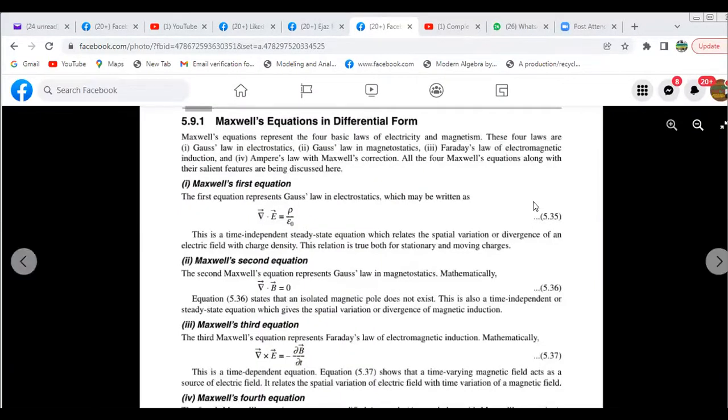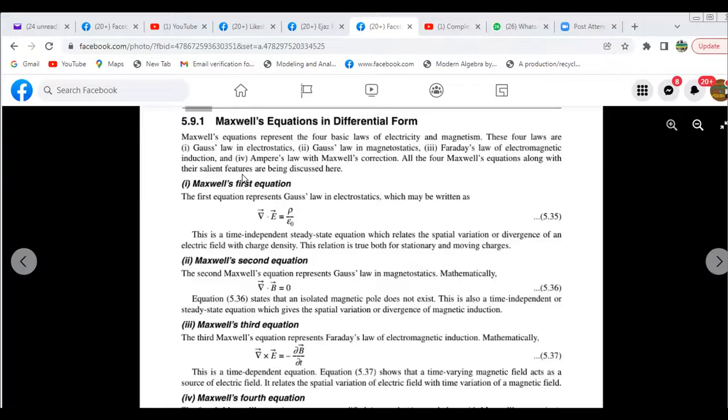Now Maxwell's equations in differential form. There are 4 equations, that means 4 basic laws of electricity and magnetism. These 4 laws are: first, Gauss's law of electrostatics; second, Gauss's law in magnetostatics; third, Faraday's law of electromagnetic induction; and number 4, Ampere's law with Maxwell's correction. All these 4 Maxwell's equations along with their salient features are discussed here.